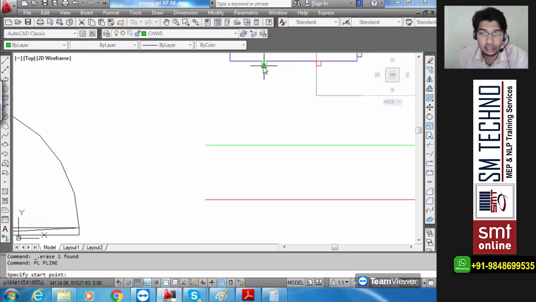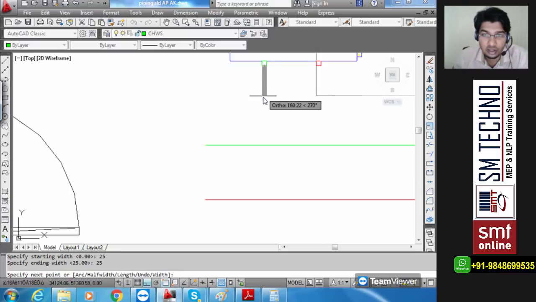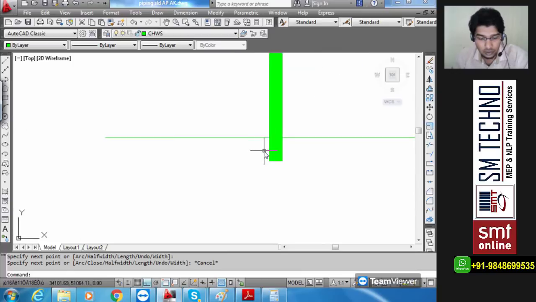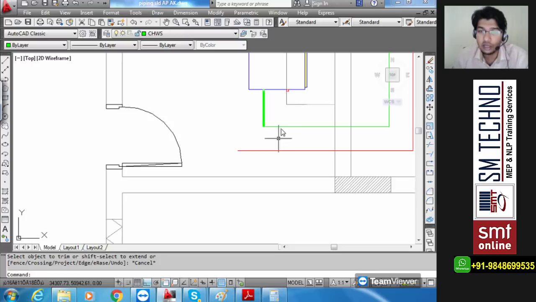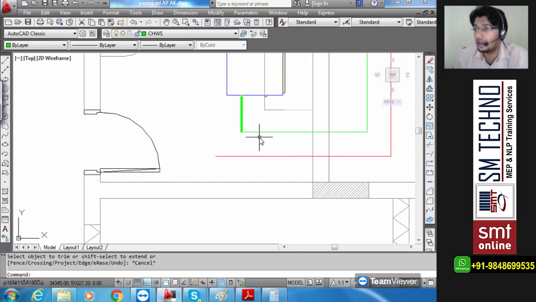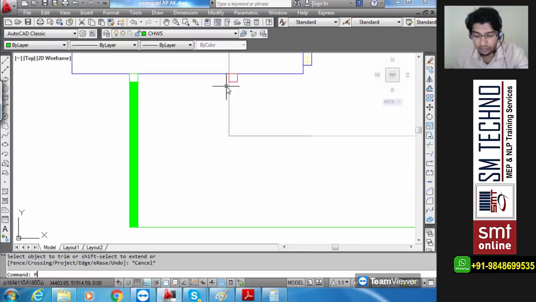PL enter. Maybe I'll try to demonstrate this with some amount of width. Level 2 pipe. I'll give 25, 25. Becomes a little thick. TR double enter. Trim this end, trim this end. Level 2 is connected to my level 1. So supply until this riser, and here it is supplying into the AHU. This becomes level 2.